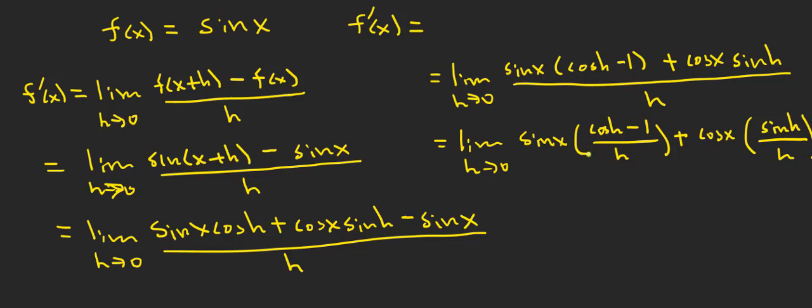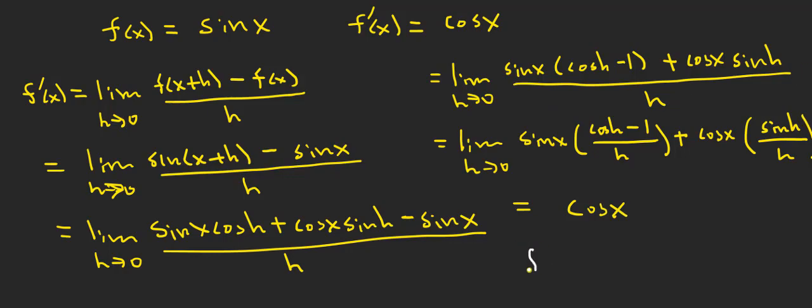Now what happens as h goes to 0? Well, this one goes to 0. We talked about it earlier. That goes to 0, and this one goes to 1. So 0 times sine x will be 0, and cosine x times 1 is cosine x. So therefore, the derivative of sine x is cosine x.